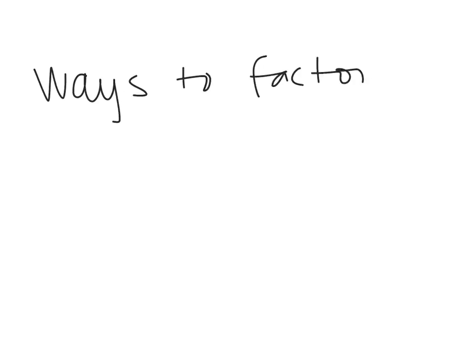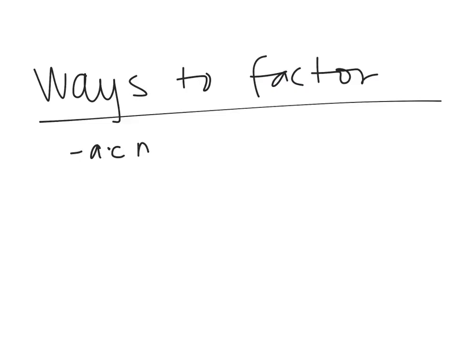Alright, so you don't have to write this down, but you can take a picture of it in a second. Ways to factor. We've learned a lot of different ways we can factor. What are some of them that we've learned? The AC method. So AC method works on what kind of problems? Trinomials. Does it work all the time or some of the time? Some of the time. Okay. What else?